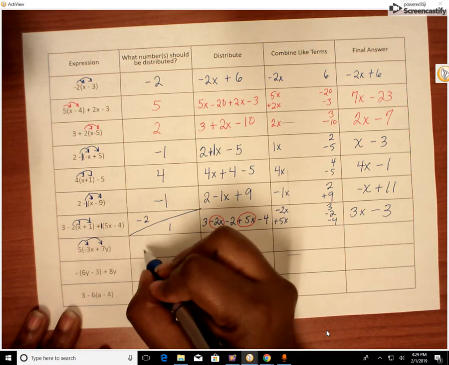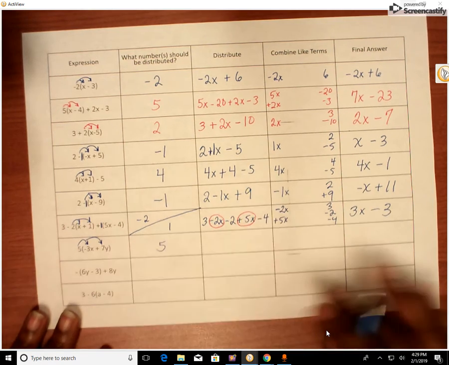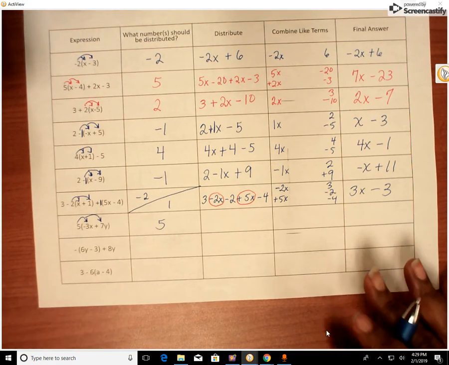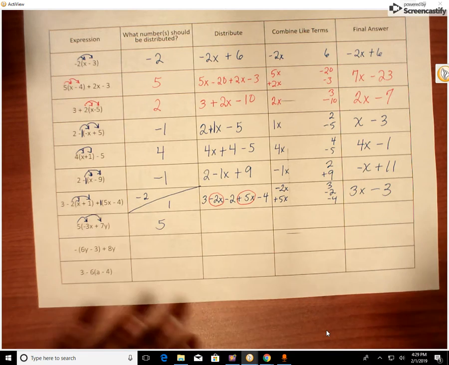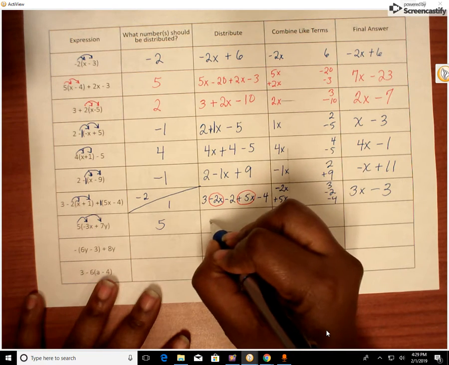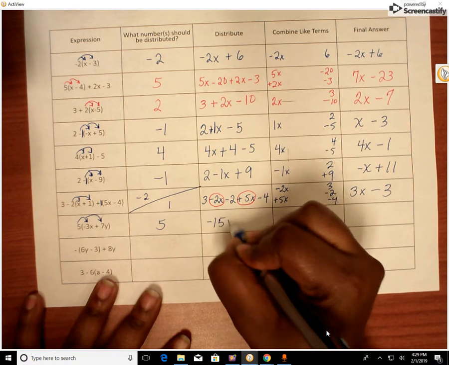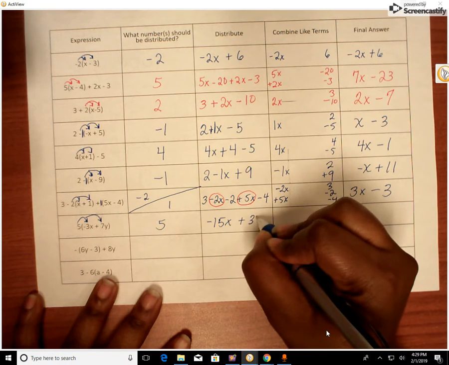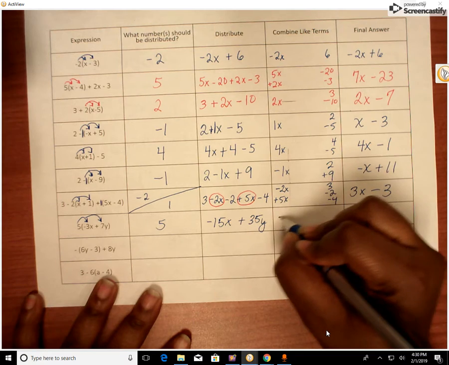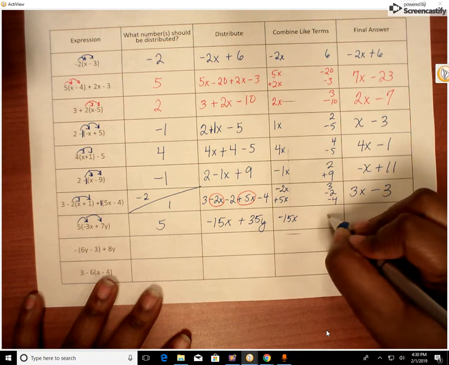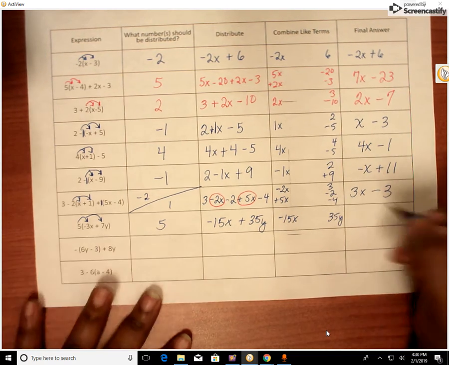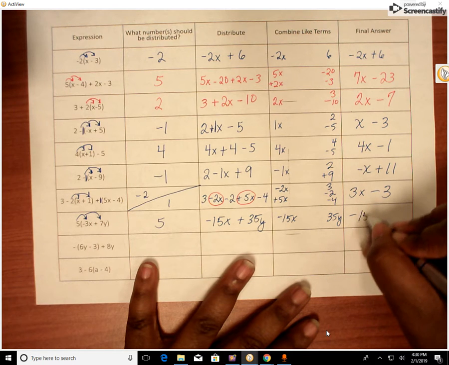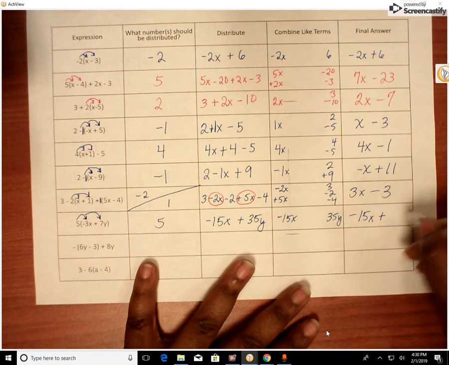So 5 times everything, because that is the distributive property. 5 times negative 3x is a negative 15x. 5 times positive 7 is a positive 35y. If you notice there's only an x and a y, there are no like terms. So we write that as our final answer. Negative 15x plus 35y.